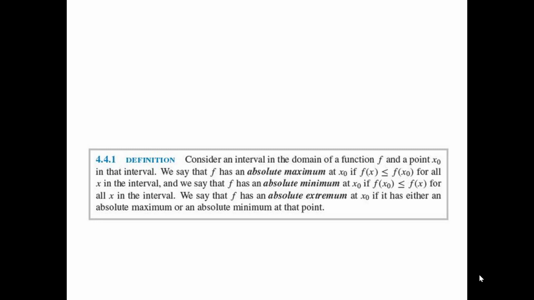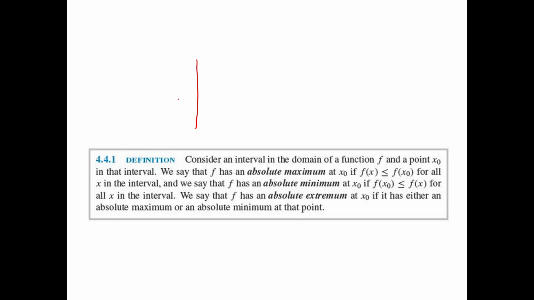And we say that f has an absolute minimum at x naught if f of x naught is less than or equal to f of x for all x in the interval. And we say that f has an absolute extremum at x naught if it has either an absolute maximum or an absolute minimum at that point. So it's fairly intuitive. Absolute maximum, we're looking at the highest point in the interval. Absolute minimum, we're looking at the lowest point in the interval.